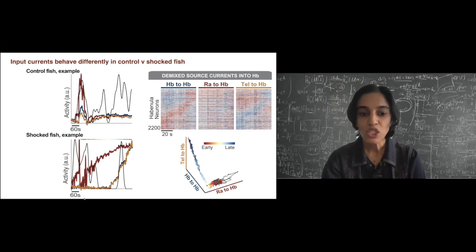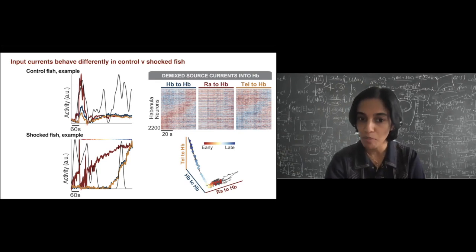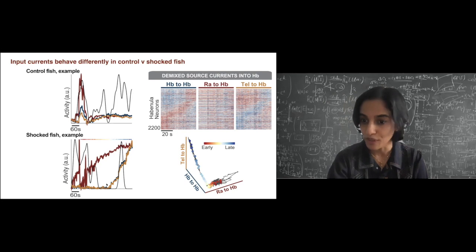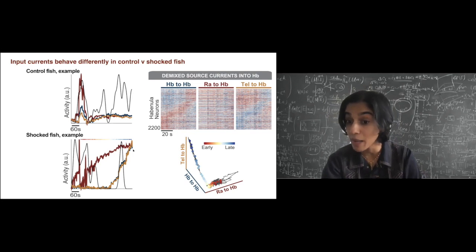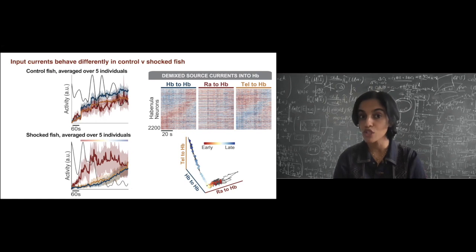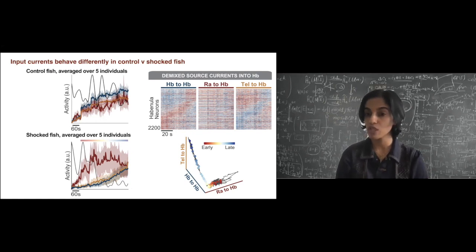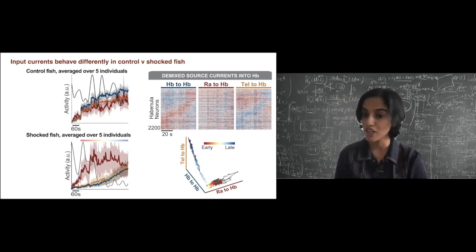convince you. So what you see here, contrary to our expectation, is that the initial part is driven by a ramp in the raphe to habenula current. And it's only later, during passive coping, that the telencephalon to habenula and the habenula to habenula currents start to ramp up. And this effect is true even when we look at averages over five individuals. So the error bars here are averages over RNNs that have been trained to match five different fish each.